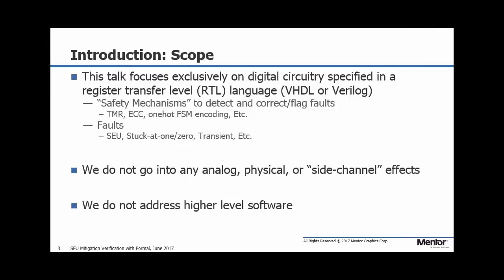And so some examples of what are called these safety mechanisms are triple modular redundancy, TMR logic, and error correcting codes for checking issues with data paths. You can encode your FSMs using one-hot, so that if there's a bit flip somewhere, you can recognize it. And there are various techniques you can do to harden your design against faults.